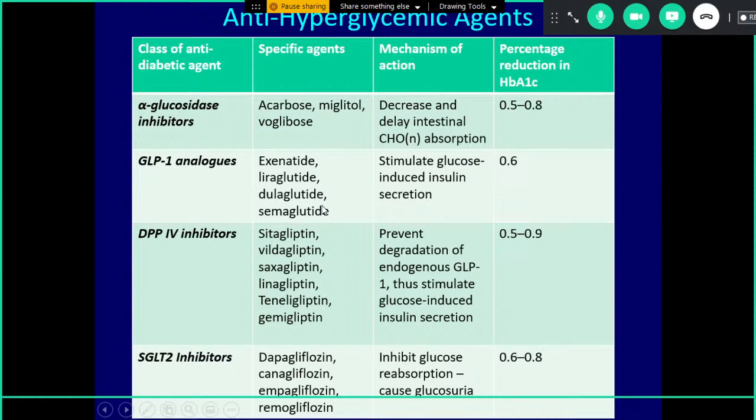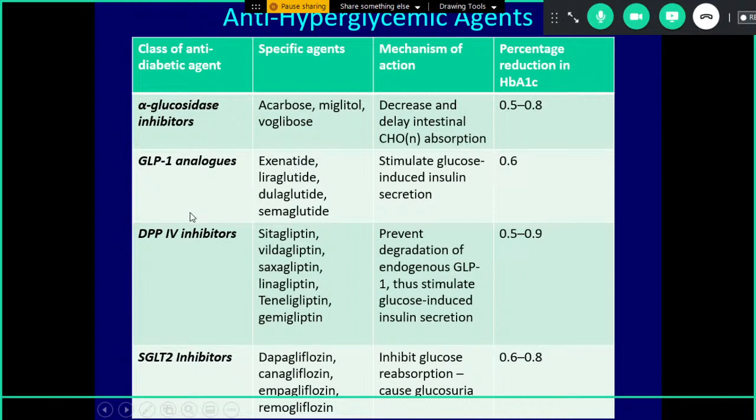They are smart agents, right? They stimulate glucose-induced insulin secretion, and therefore they are less likely to cause hypoglycemia. In fact, the belief is that they don't cause hypoglycemia because only when the glucose levels are high will they induce insulin secretion. They reduce A1C not significantly, but in some Indian studies, about a percentage A1C reduction has been noted.